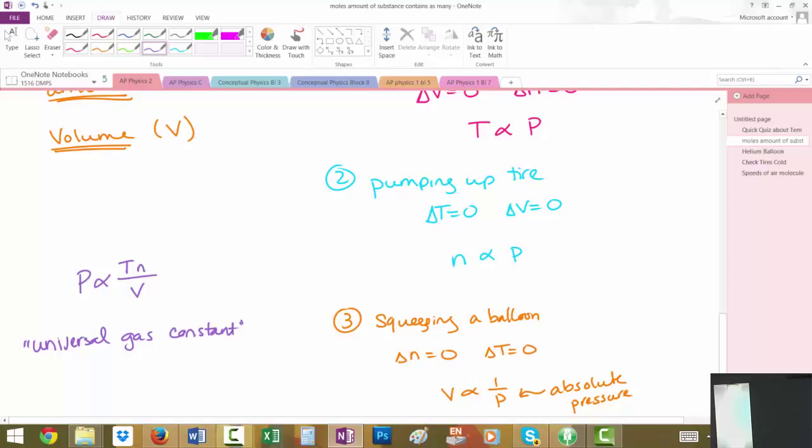How exactly did you make the P's proportional? You just combine all of them, I guess. Well, yeah, I'm just saying P is proportional to T. So that's this. Then you flip one of them. Does that make sense? Yeah.